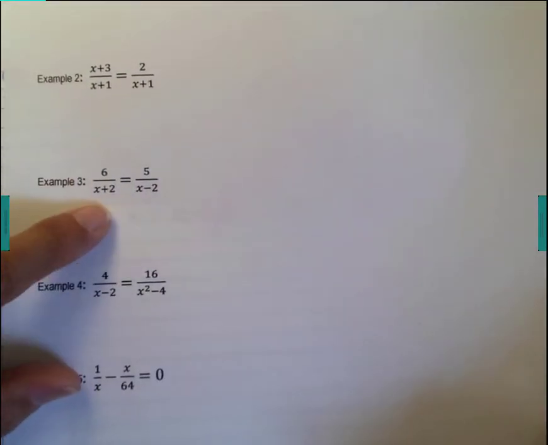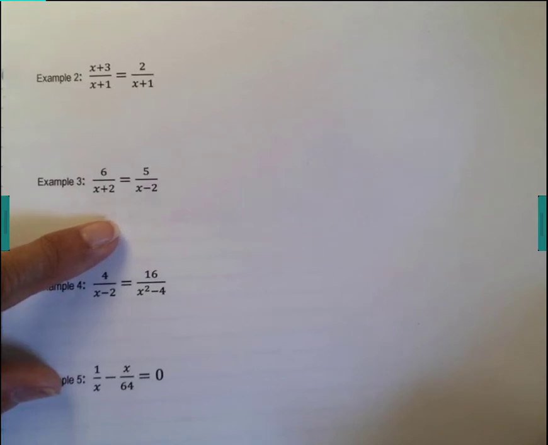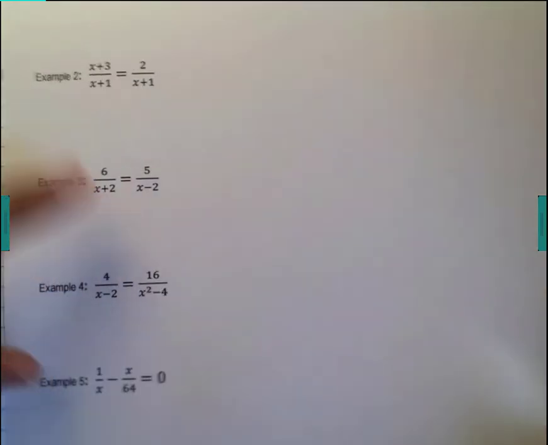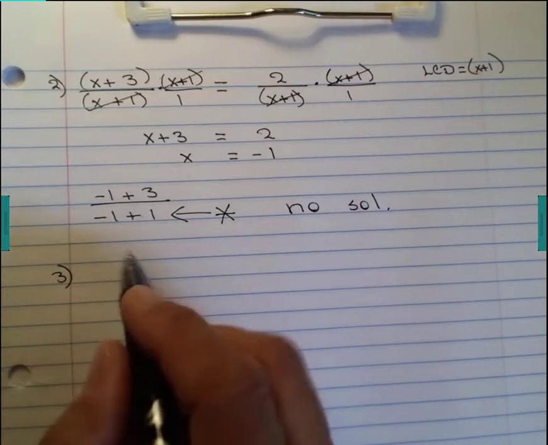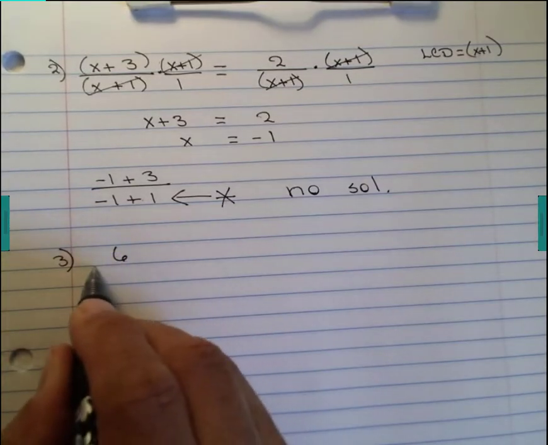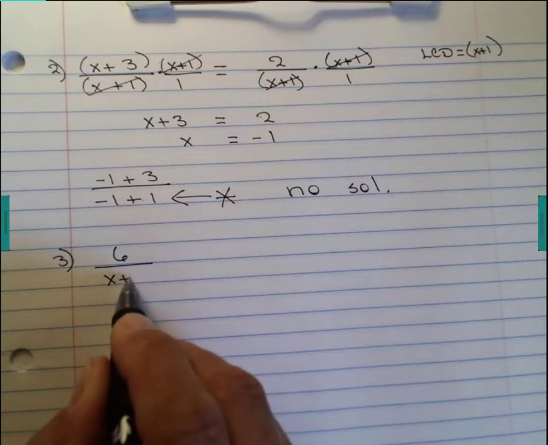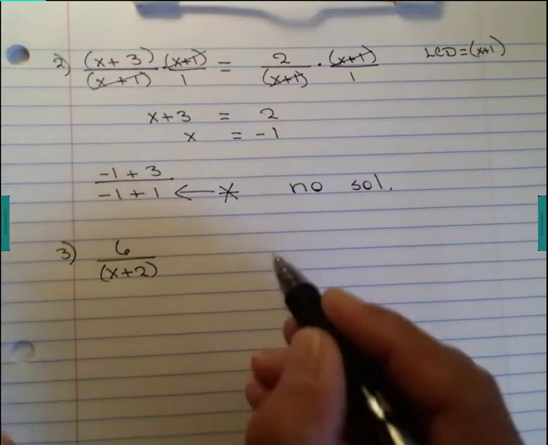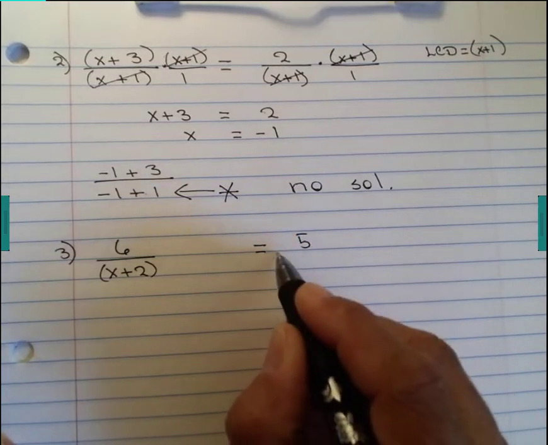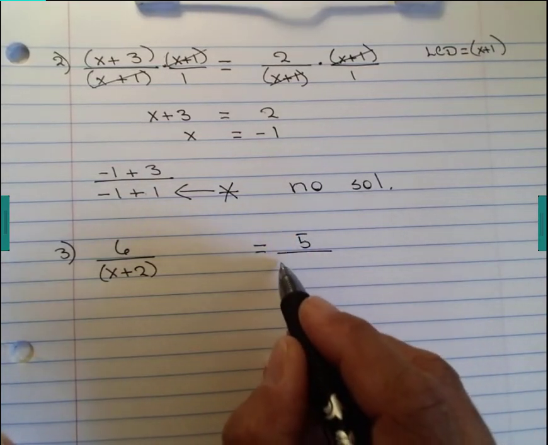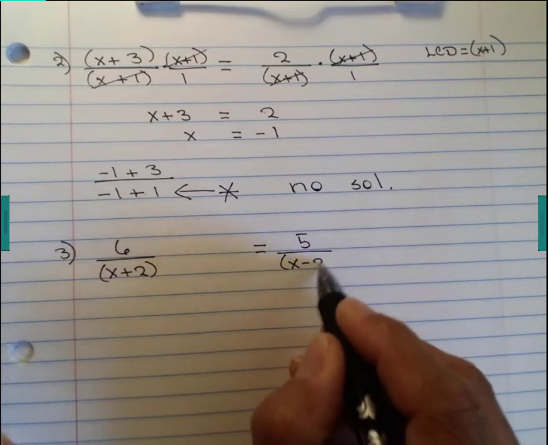Let's look at example number 3 now. We have two different denominators, x plus 2, x minus 2. Well, you know to get an LCD, you're going to have to combine them. So I'm going to write it down. I have 6 over x plus 2. I'm going to put it in parentheses so I treat it as a single item. Give it some space because I know what I got to do now. Over 5 is equal to 5 over x minus 2.